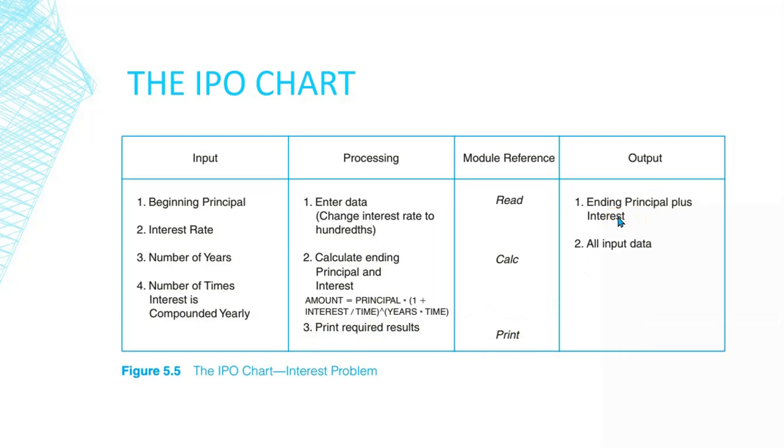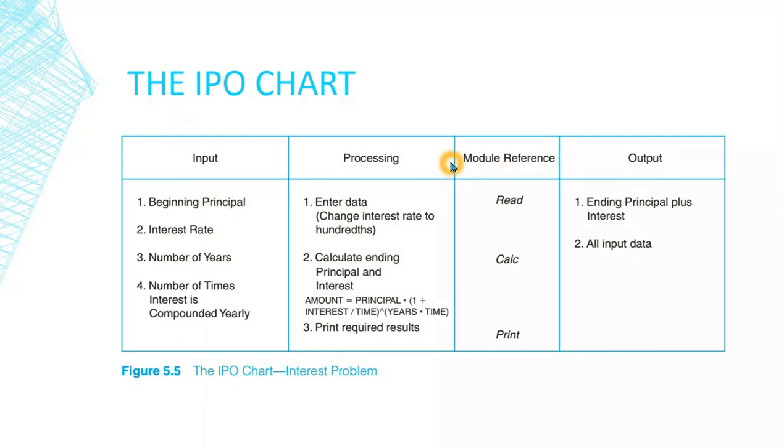What the result will be: ending principal plus the interest. We print or output the interest, and all the input data should go to the output too. Okay, so this is what we call the IPO chart. Which step is in which module? What's the input and what's the output?